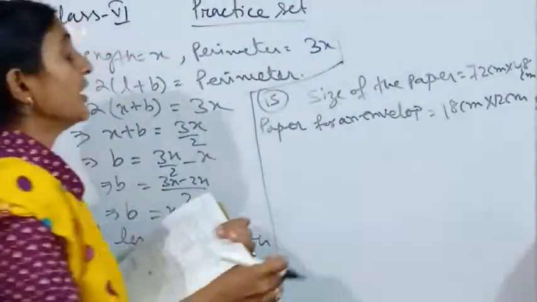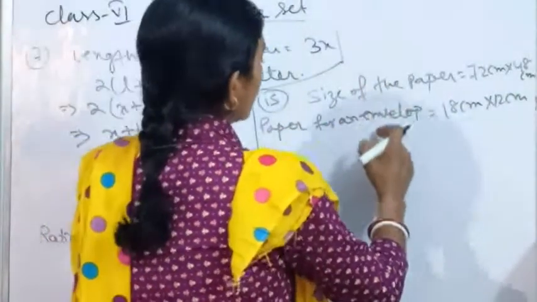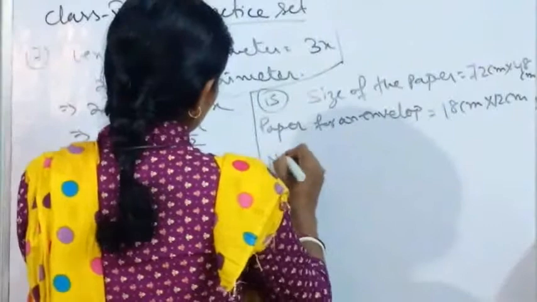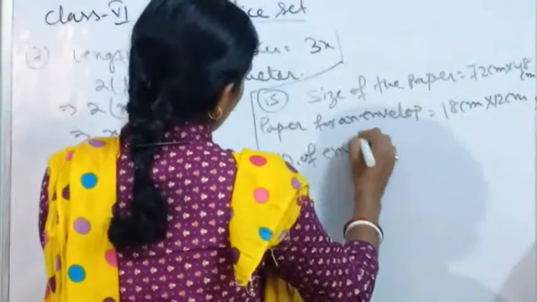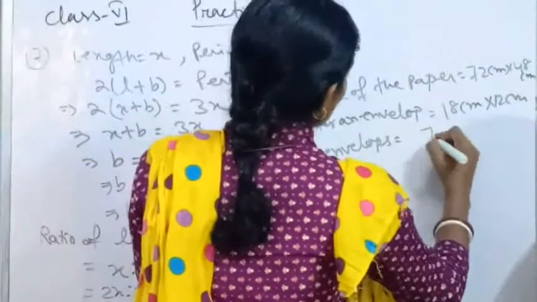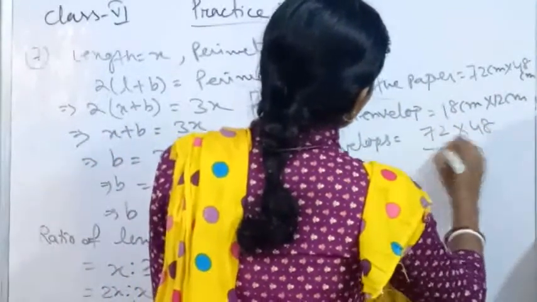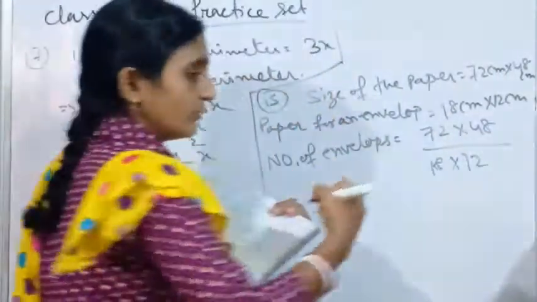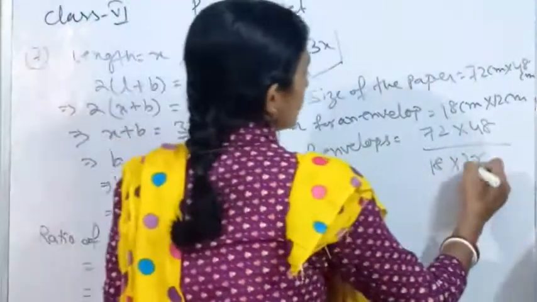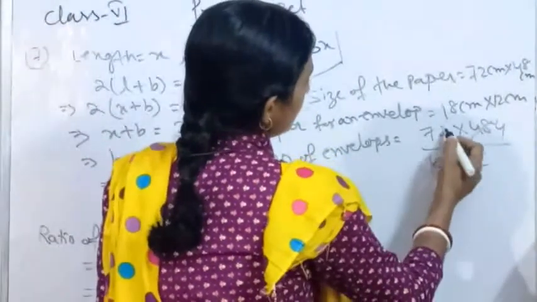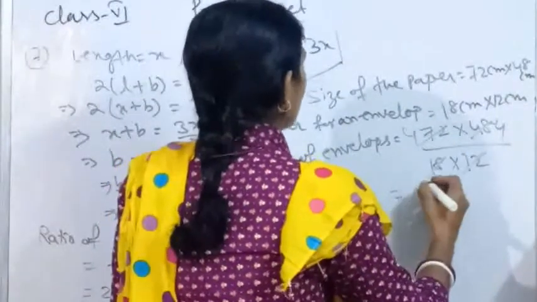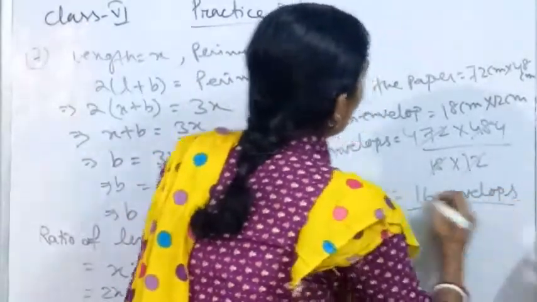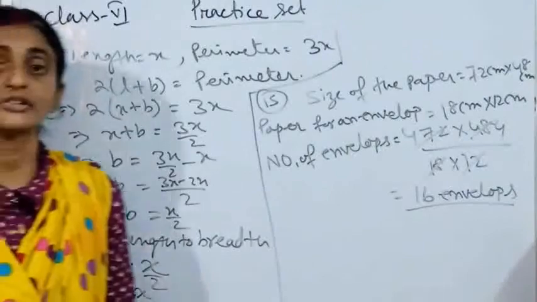So the number of envelopes that will be made out of this size of paper is equal to the size of the big paper divided by the size of the paper required to make one envelope. So let's cancel, what will you get? 12 fours are 48, and 18 fours are 72. So what we are getting is 4 fours, just 16 envelopes we can make out of this 72 centimeter into 48 centimeter size of paper.